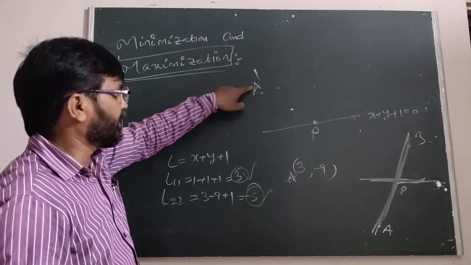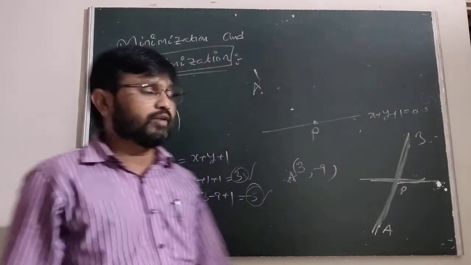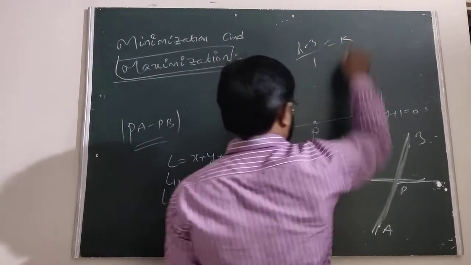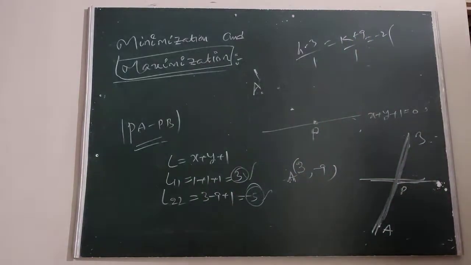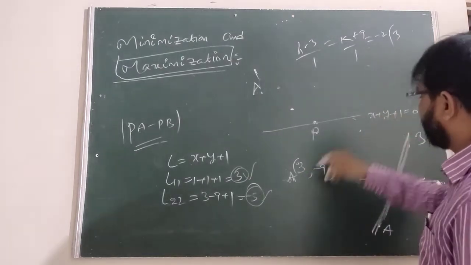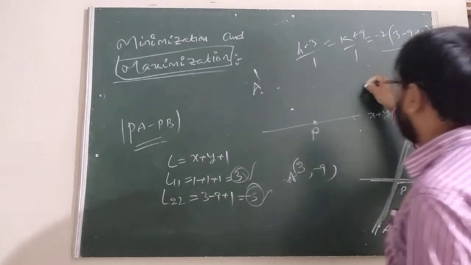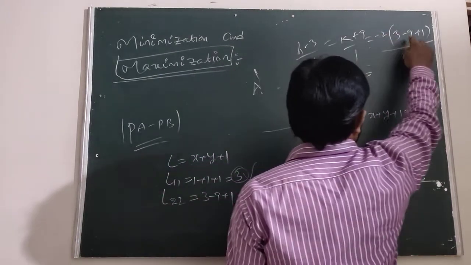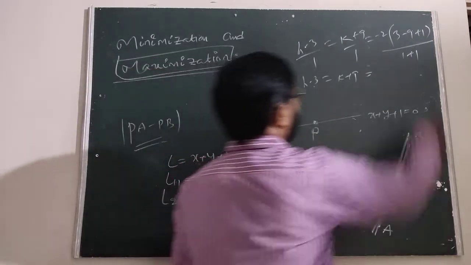Therefore, we are taking (h, k). This is (x1, y1). This is ax plus by plus c. Then we can write h minus x1, h minus 3 by 1, equals k minus y1, k plus 9 by 1, equals minus 2 into (ax1 plus by1 plus c) by (a square plus b square). Here x is 3, y is minus 9, plus 1. Now this is h minus 3, k plus 9, the 2 cancels. Now this is 3 plus 1, 4. 4 minus 9, minus 5. Minus of minus gives plus 5.